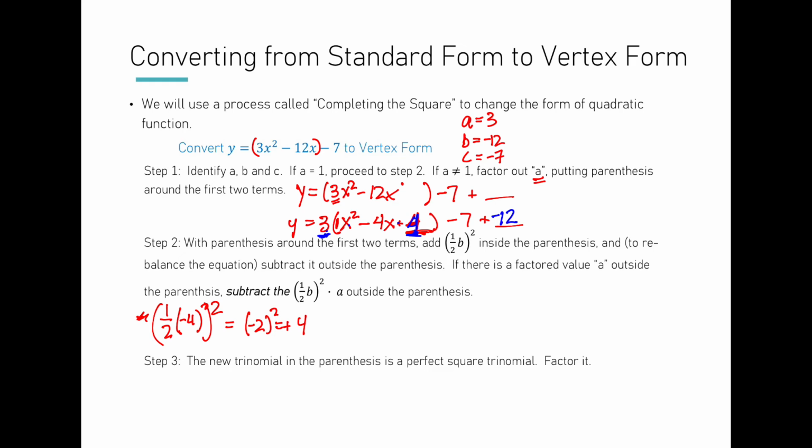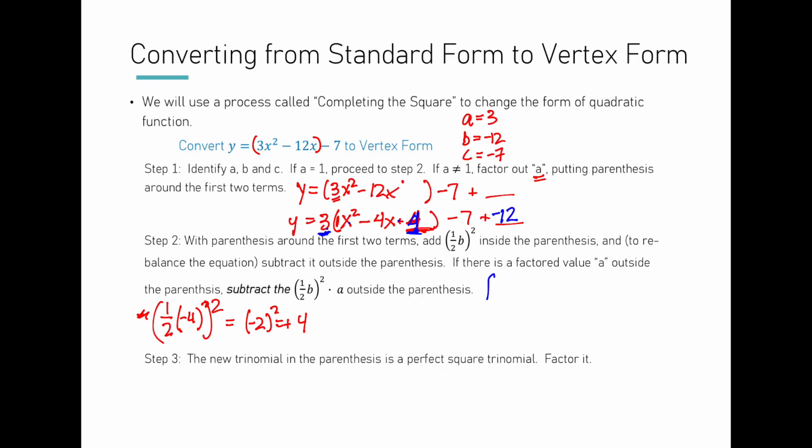So let's rewrite what I have so far then. We have f of x equals 3 times x squared minus 4x plus 4, and then minus, it looks like 19, negative 7 plus negative 12. What I have in here, once I've added that, is a perfect square trinomial. And so I'm going to factor that. Whatever's going to go in here is whatever half of b was before I squared it, which was negative 2. So this is x minus 2 quantity squared.